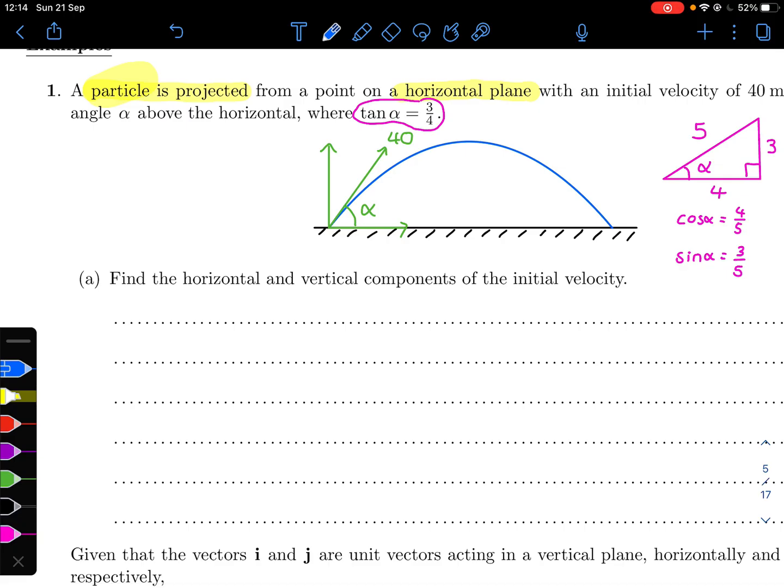So for the horizontal, as I said before, I usually write this when I'm writing down that I'm working horizontally, or you can just make it clear by using the subscript x for horizontals. So the formula to remember, very easy one, u cos alpha. u is our initial velocity, and cos alpha we've just seen is 4/5. So 40 times 4/5 is exactly 32.